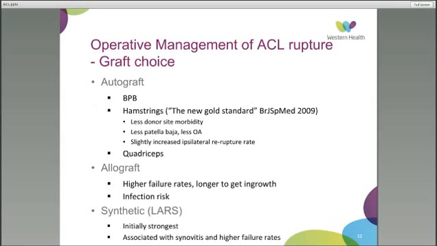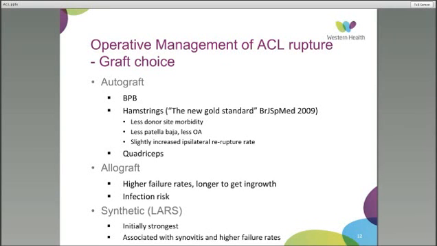So there's a number of choices in terms of your graft choice for reconstruction. The most common would be autograft, which includes bone patella bone reconstruction, and hamstrings, which is the more commonly used autograft seen in this institution. Australian authors from Sydney recently published hamstrings as the new gold standard, and it should be considered the gold standard in terms of choice of autograft because of the association with less donor site morbidity.